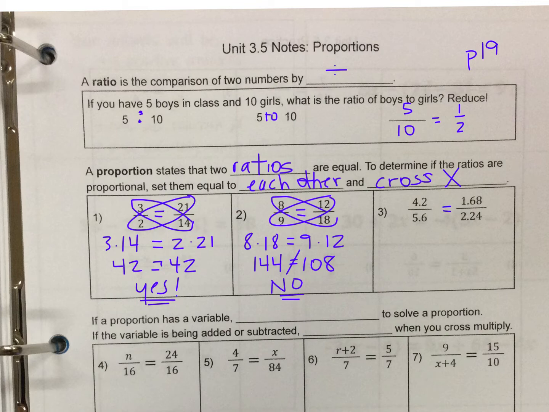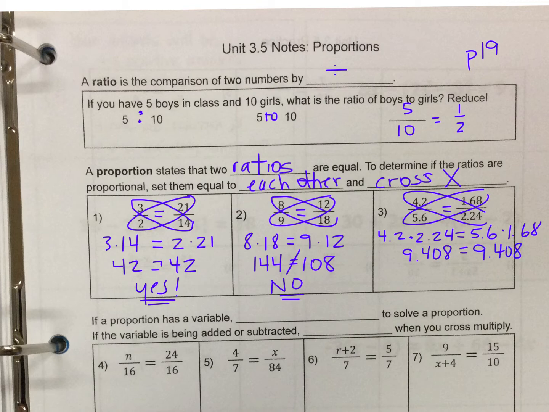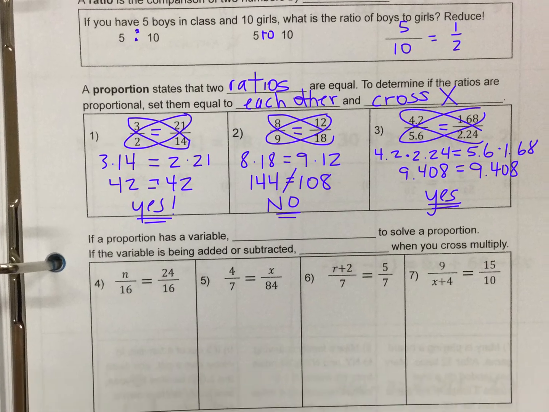Let's do this next one. We have decimals, but we don't have to hate them. So 4.2 times 2.24 is equal to 5.6 times 1.68. This first side, if we multiply those together, I get 9.408. Right side, 9.408. That's the same. So yes, those are proportional. We will not typically have decimals like that. I just wanted to show you how that worked.